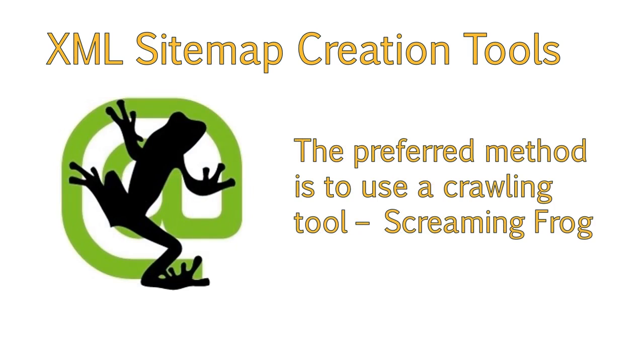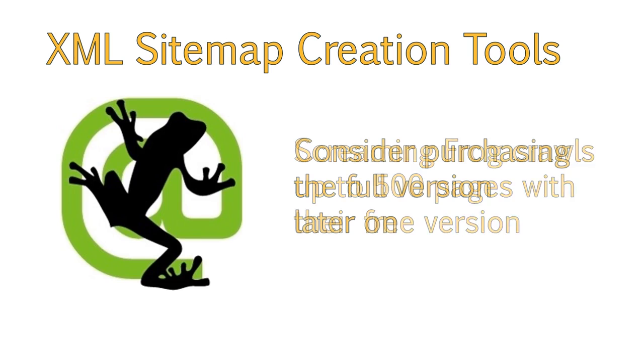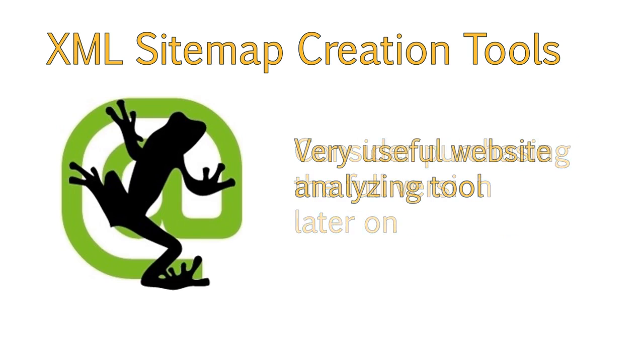The preferred method is to use a crawling tool such as Screaming Frog to help create a sitemap. Screaming Frog will also only crawl 500 pages with their free version. This is fine for learning how to create a sitemap in this course. Eventually, you will want to consider purchasing the full version. It's a very useful tool for analyzing a website. For now, let's go ahead and create a sitemap using Screaming Frog to see how to do so and what a sitemap file looks like.